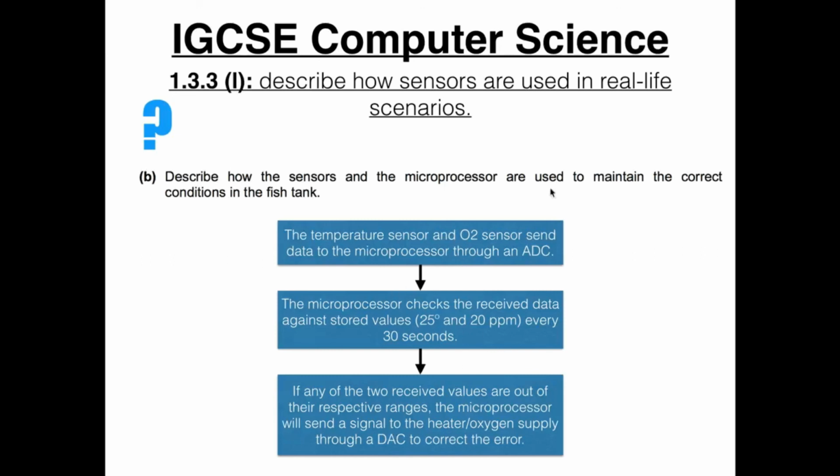Now, if it's a 5-mark question, then that should pretty much be the 5 marks, I think. If it's a bit less, then you can give an example, such as, after this, for example, if the temperature is 26 degrees, the microprocessor will send a signal through the DAC to the heater, and tell it to turn off for a while. Wait another 30 seconds, and then if the temperature is, say, 23 degrees, then the microprocessor will send a signal to the heater to turn on, and yeah, pretty much that.